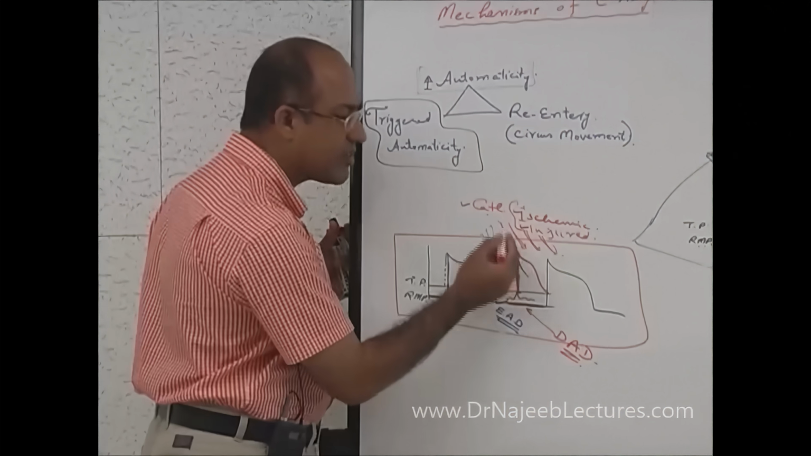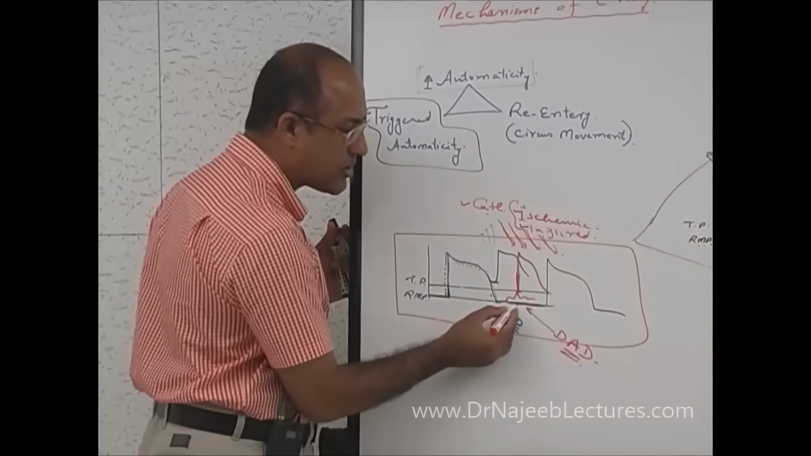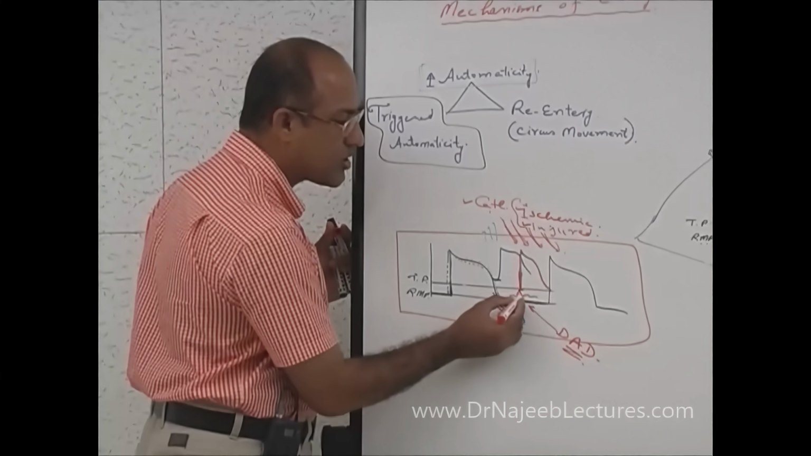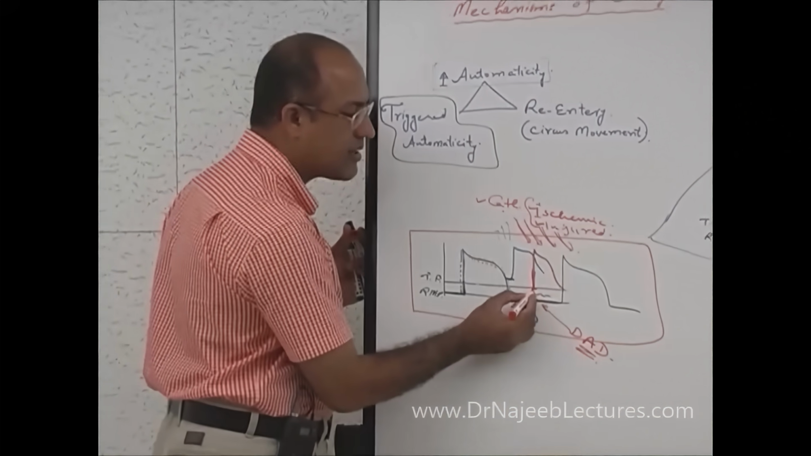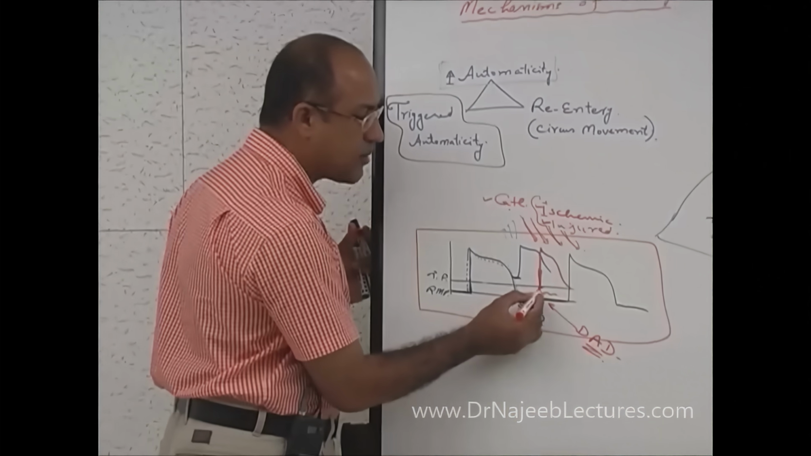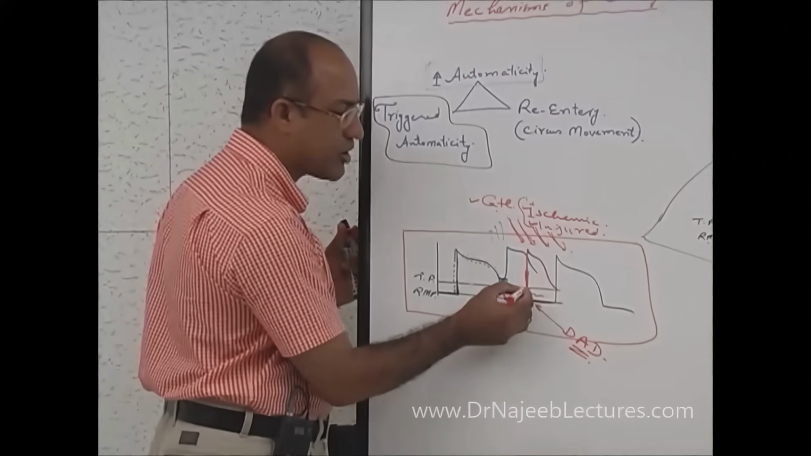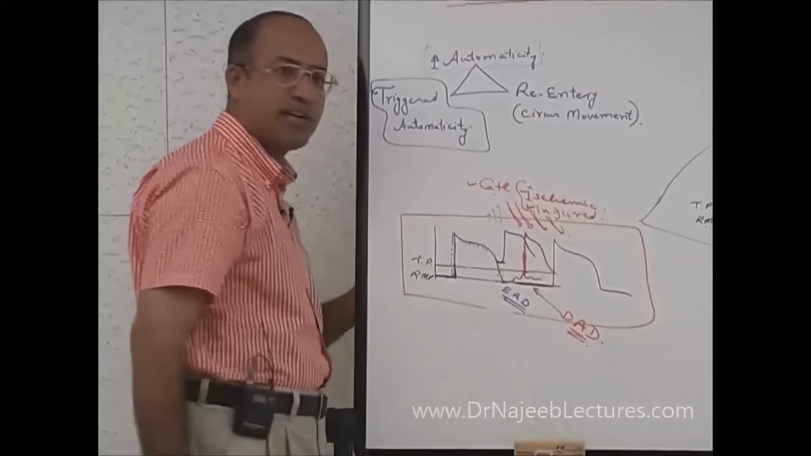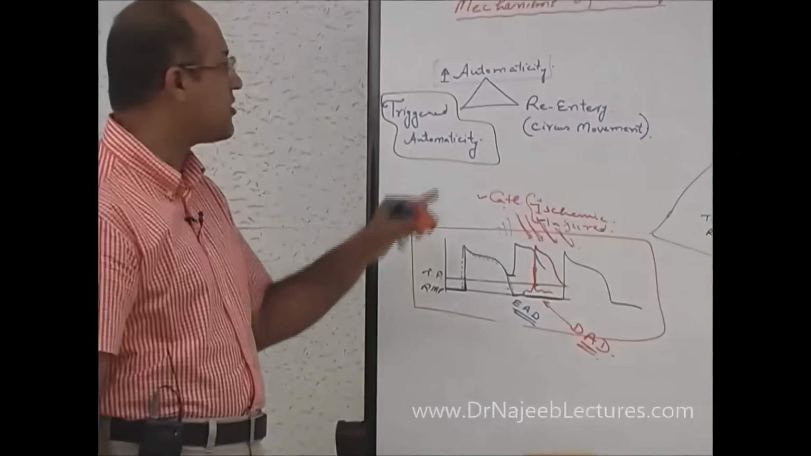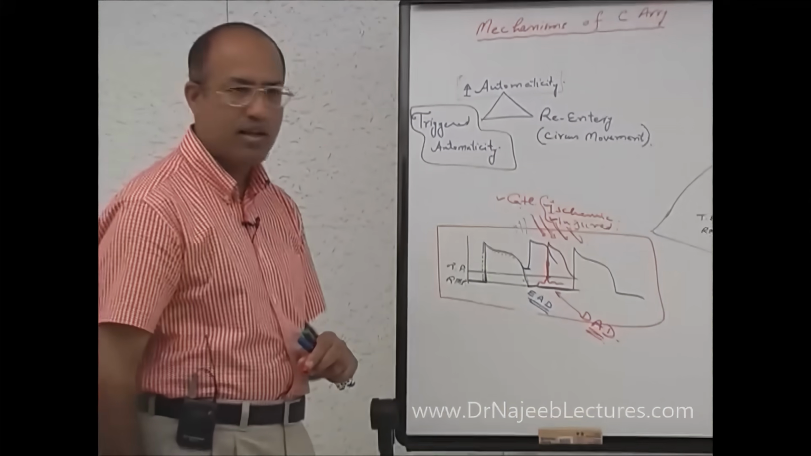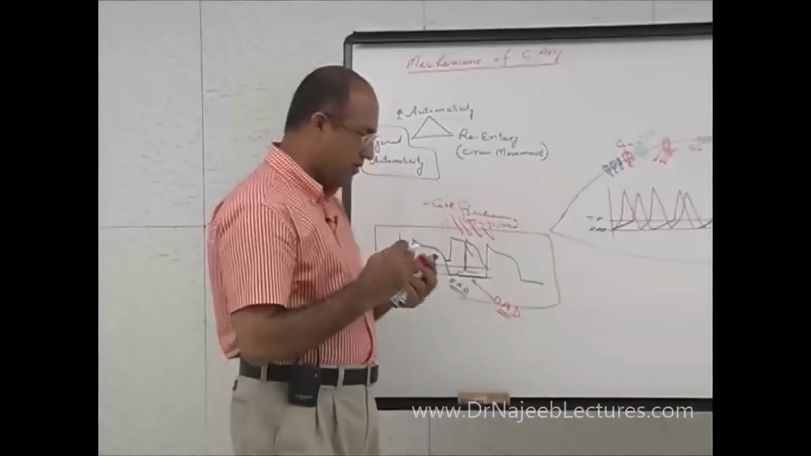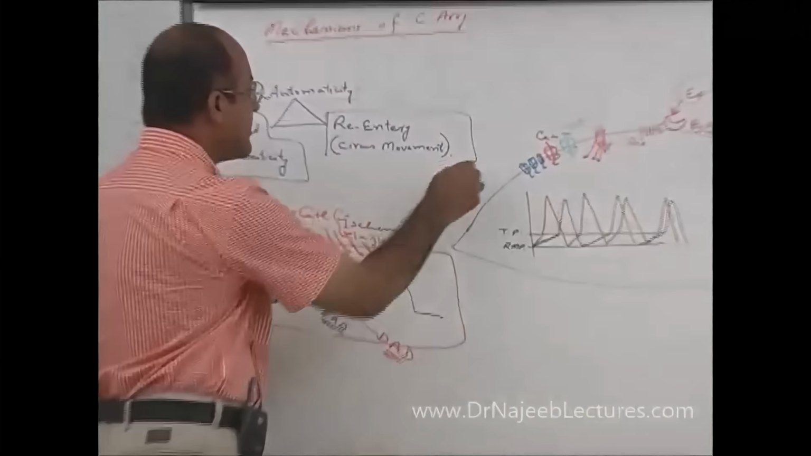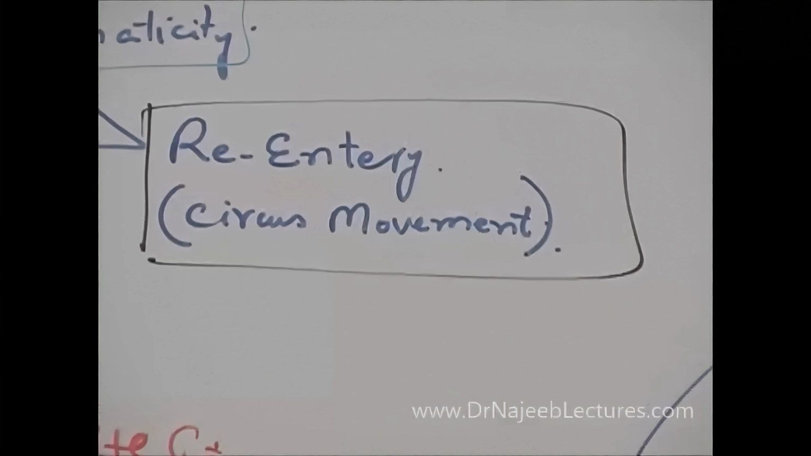When more and more cations are loaded, the resting membrane potential cannot really rest, and cationic load will produce fluctuations in the resting membrane potential. If such a fluctuating resting membrane potential touches the threshold, it may produce unwanted triggered automatic events, and that may precipitate tachyarrhythmia. The third mechanism of tachyarrhythmia is re-entry or circus movement.